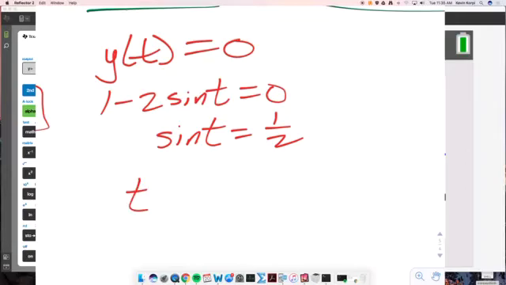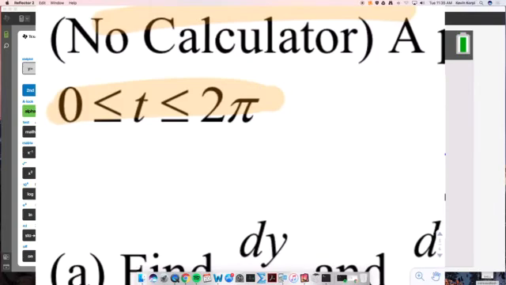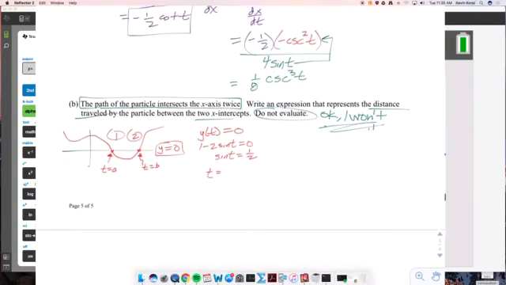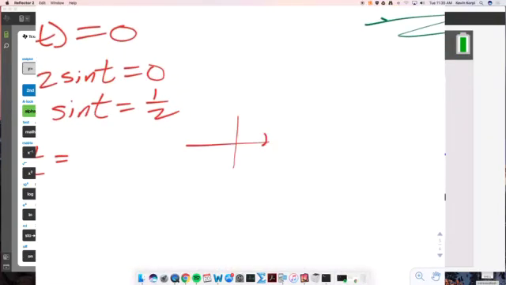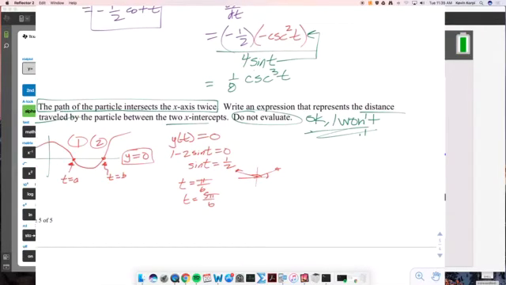So where does sine equal positive 1/2? Between 0, remember, and 2 pi. That's within one positive rotation. Yeah, it would be there and over here, pi/6 and 5 pi/6. So knowing the unit circle, still very, very important. So those are my two t values. And now all I have to do is set up and don't evaluate the distance it travels.